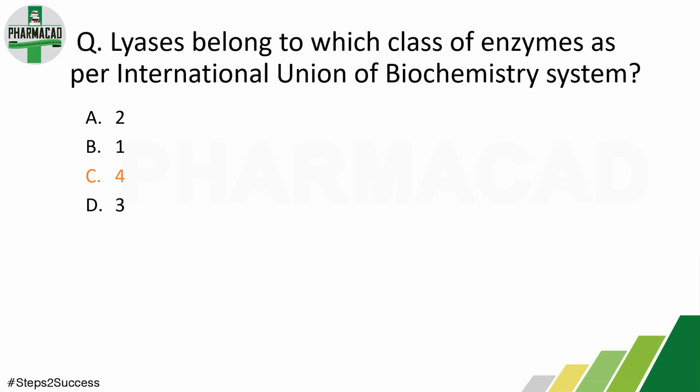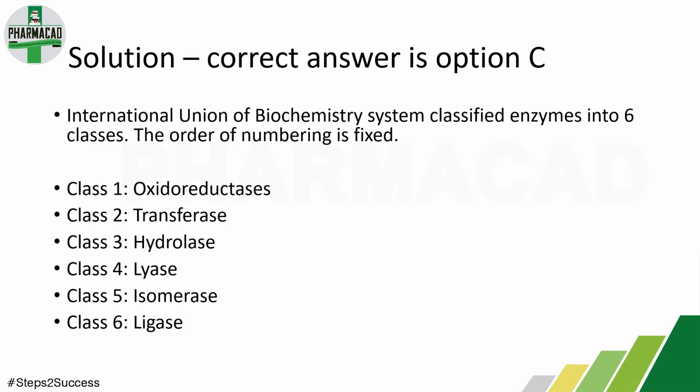Enzymes are protein molecules that help to speed up the metabolism or chemical reactions in the human body. The International Union of Biochemistry system classifies enzymes into 6 classes based on their function. The order of numbering is fixed. Class 1 indicates oxidoreductase, which carries out oxidation and reduction reactions. Class 2 indicates transferase, which is responsible for transfer reactions. Class 3 hydrolase, class 4 lyase, class 5 isomerase, class 6 ligase, etc.